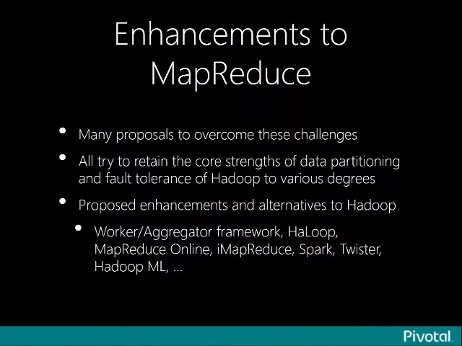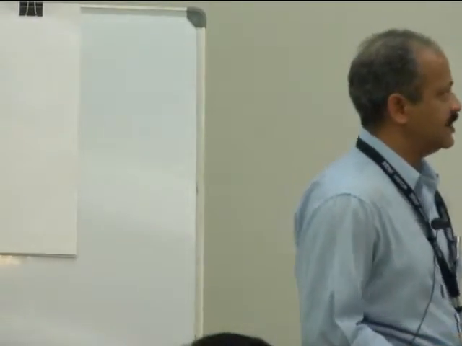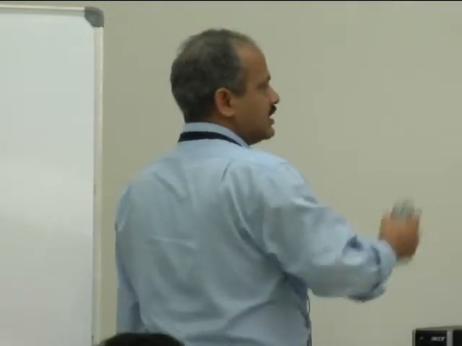Obviously, the world was not just following MapReduce blindly, or following Yahoo or Facebook blindly. They were actually suggesting enhancements, right? A lot of these enhancements were basically, let's look at one aspect of MapReduce and try to fix that. Over the last 4 years, we have seen a lot of papers being published. The worker aggregator framework came from Marcus Weimer. Hadoop came from University of Washington, Magda.